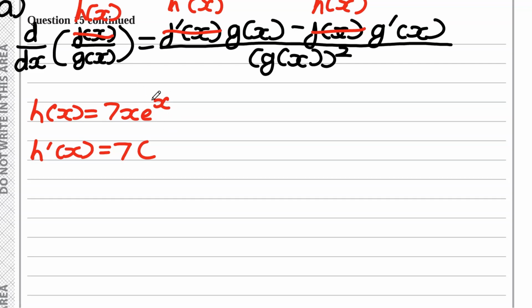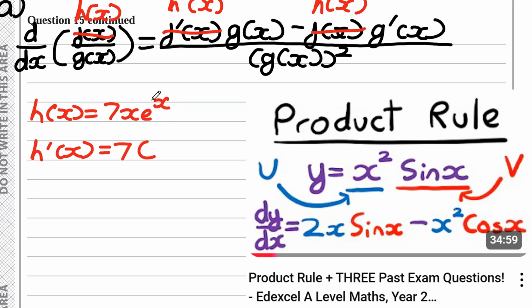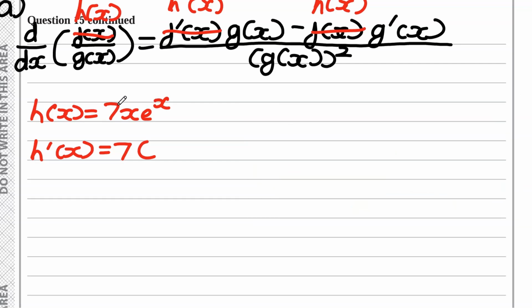Now, to differentiate this, we're going to use the product rule. There's loads of ways that people teach the product rule. The way that I taught the product rule is that it is this function differentiated multiplied by this function plus this function differentiated multiplied by this function. So for this one, it's going to be x differentiated, which is just 1, multiplied by e to the power of x, plus e to the power of x differentiated, which is still just e to the power of x, multiplied by this function, which is x.